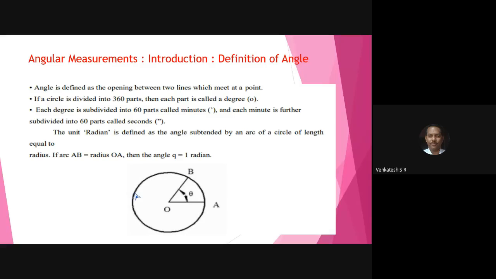Next, the circle is divided into 360 parts. All of you, please listen carefully. Write your name and USN in the chat box. Please, all of you, write your name and USN in the chat box.